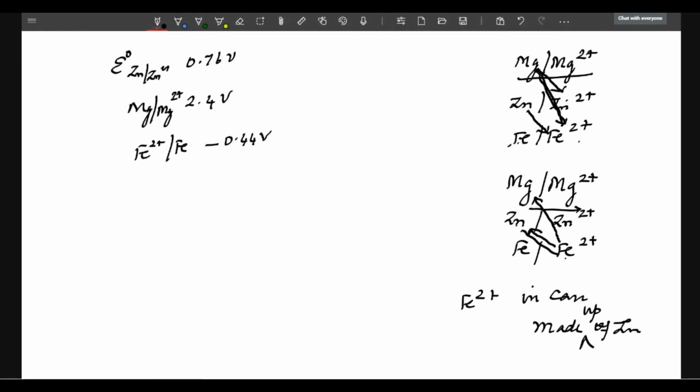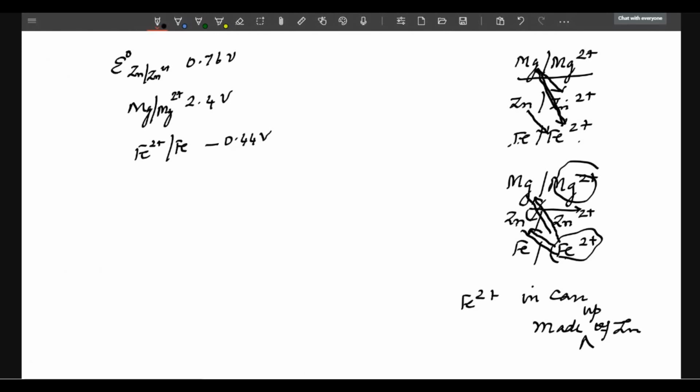Can you place iron 2 plus ion in a magnesium can? No. Can you place magnesium 2 plus ion in a zinc can? Yes. So many answers can be possible just by looking at this. Therefore, now the answer. Which of the following statements is correct?